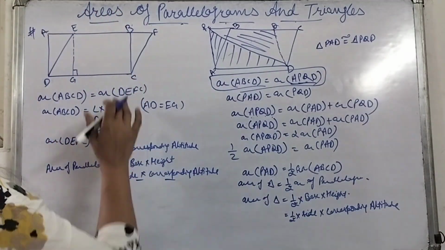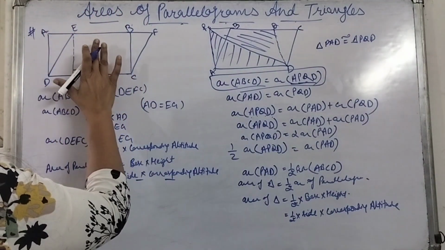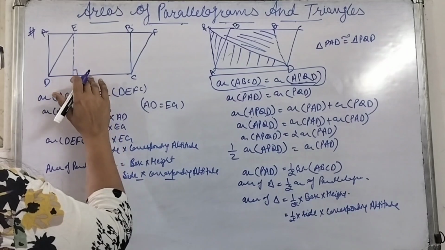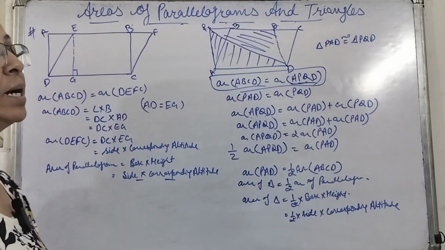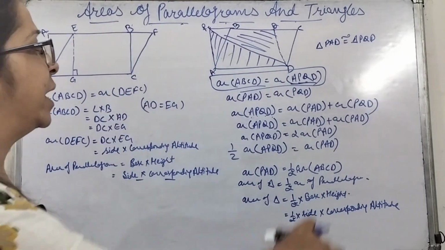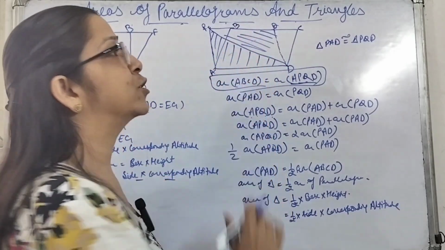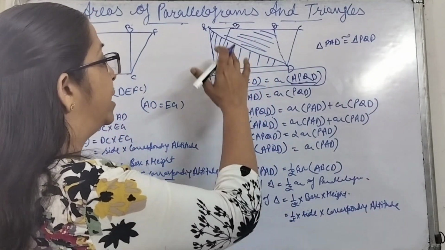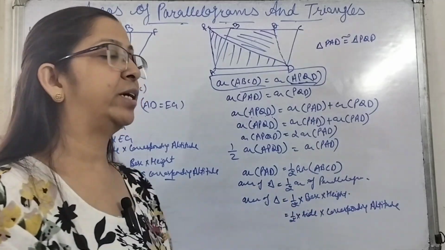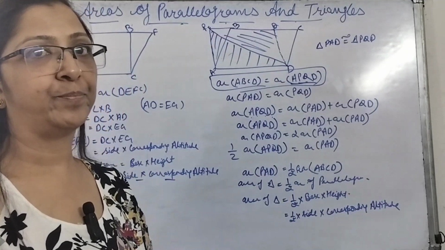So we can say that if there are two parallelograms on the same base between the same parallels, their areas will be equal. If there are two figures, one is a parallelogram, another is a triangle, in that case area of the triangle will be half of the area of the parallelogram.